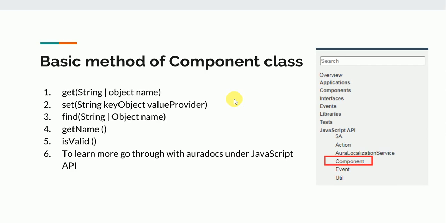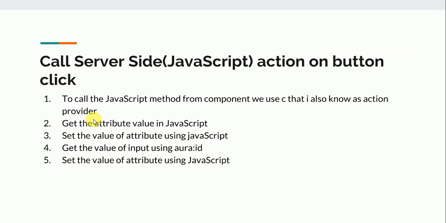You can go ahead and explore more methods that are available here in the Aura docs. And on the next slide, we already covered how we can get the attribute value in JavaScript, how we can set the value using the JavaScript set method with the help of the component class, how we can get the value of input using the aura ID, and the same for setting the value of the input that we have fetched using the aura ID.